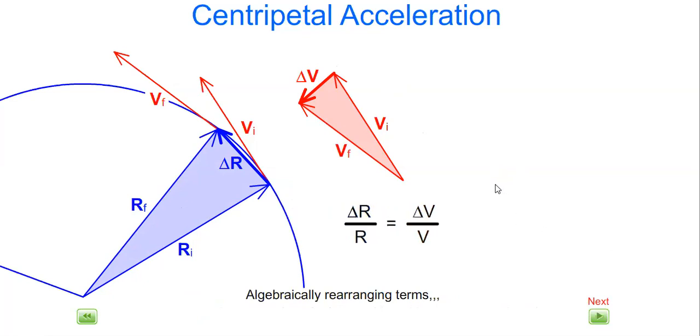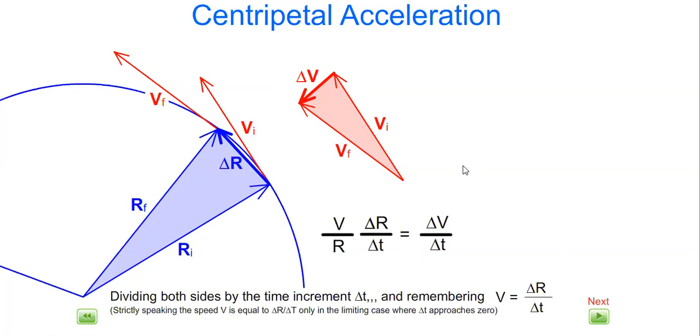That's handy because if we consider rearranging the terms, so that now we have a velocity divided by our displacement or position, if you will, so the radius, multiplied by our overall change in our displacement, should be equal to the overall change in our velocity.